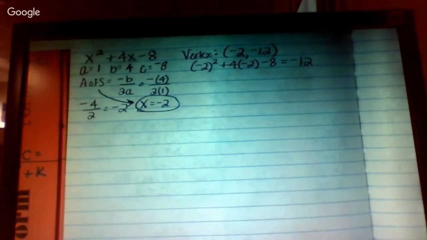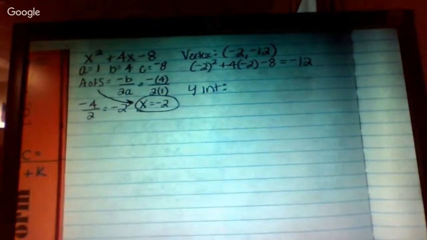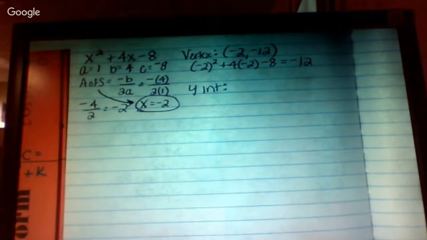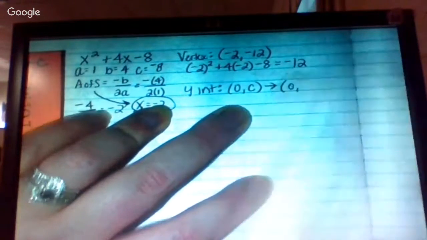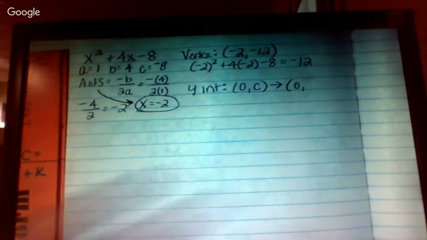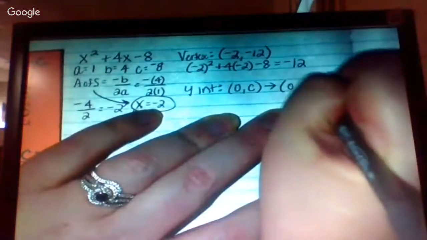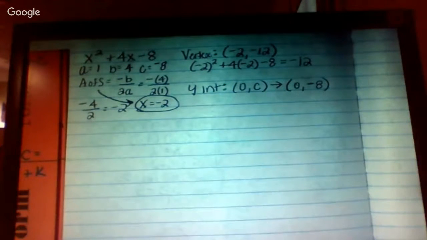The last piece of information you get from this form is your y-intercept. Your y-intercept is always 0, your c value. So my y-intercept in this case is (0, -8). Perfect. That's it for standard form.